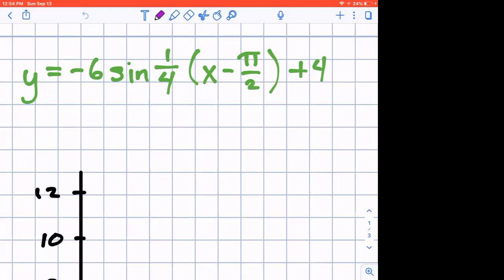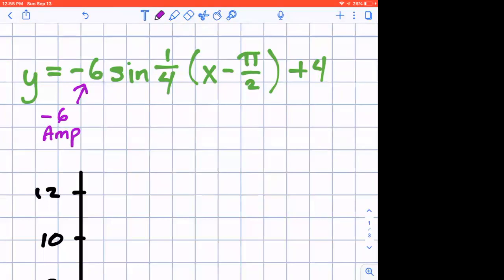So let's talk about this graph. It's y equals -6 sine of 1/4 times (x minus pi over 2), all plus 4. Each of these things is a transformation or gives us some indication as to what the graph looks like. So let's just mark these up. That's the first step. We have -6 as the amplitude. The negative means it's upside down, and the 6 means it's stretched vertically.